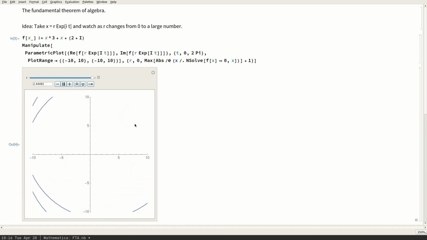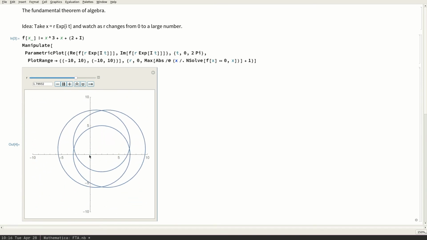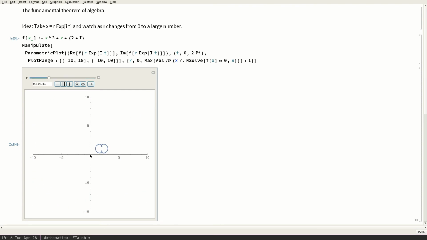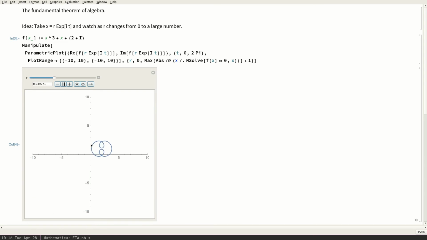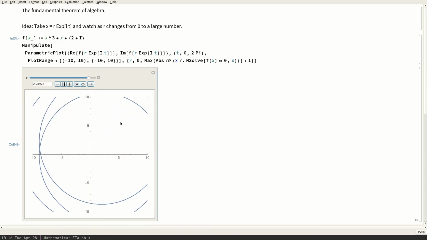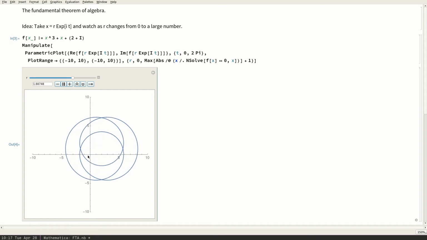Now, the value of r that I'm most interested in is a value of r where my picture touches the origin, the 0, 0, the middle point. It's got to pass through the middle point at some value r, because it starts at 2 plus i and grows until you have 3 very large circles. Eventually, those very large circles will enclose the origin in the middle. So there's got to be a value of r in between 0 and a very big value of r that the function just kisses the origin.